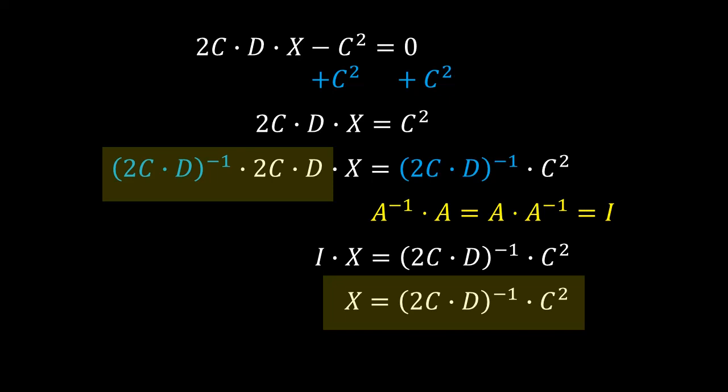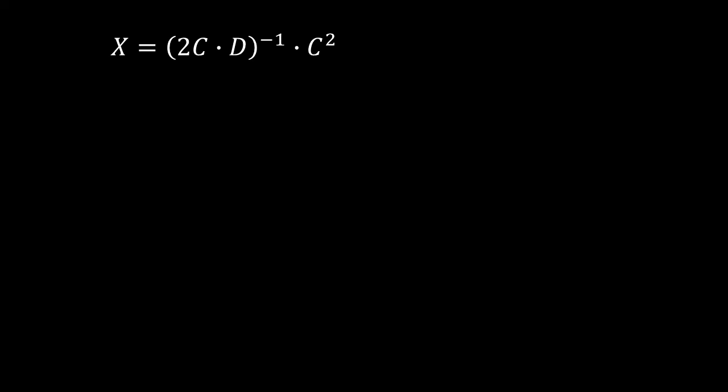We are still only halfway to finishing the task. In order to proceed, let's focus more on the (2C times D) inverse. One way to continue solving this equation is to multiply matrix C by D, then to invert the obtained matrix. We will proceed slightly differently.